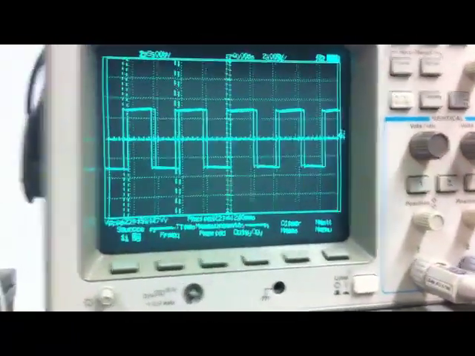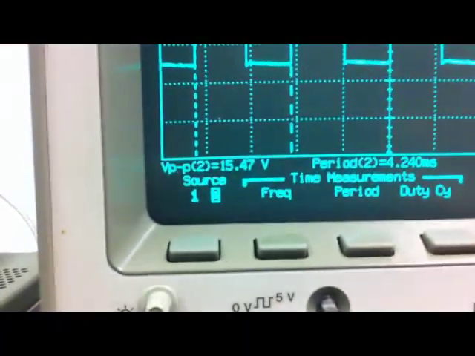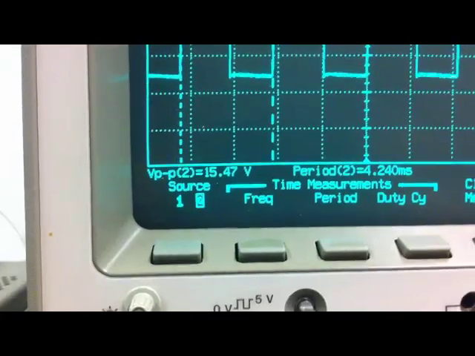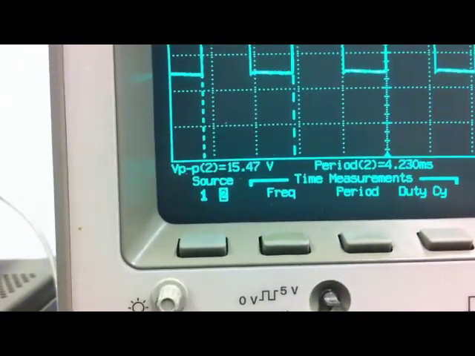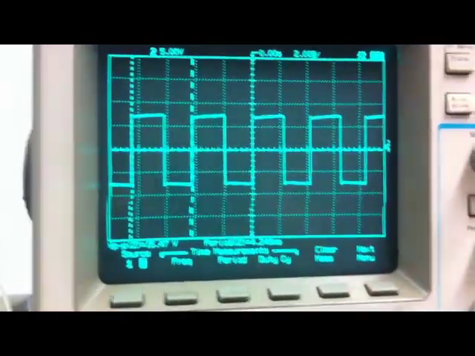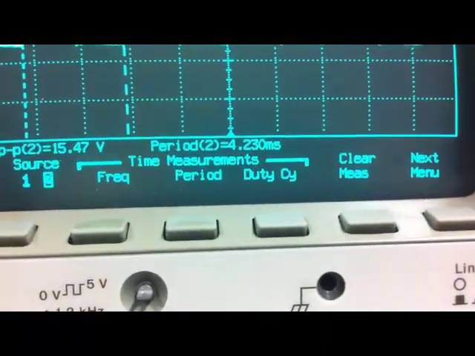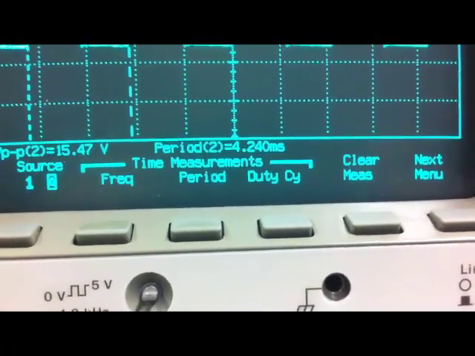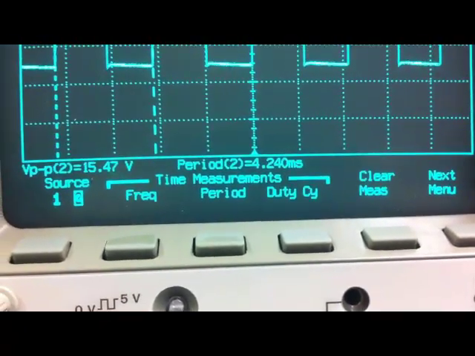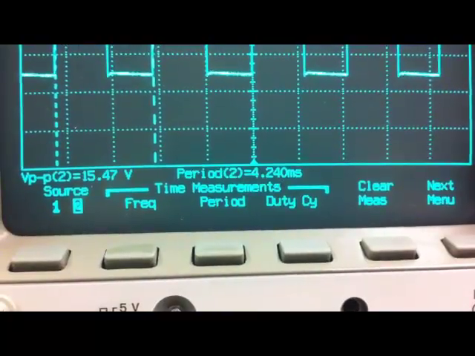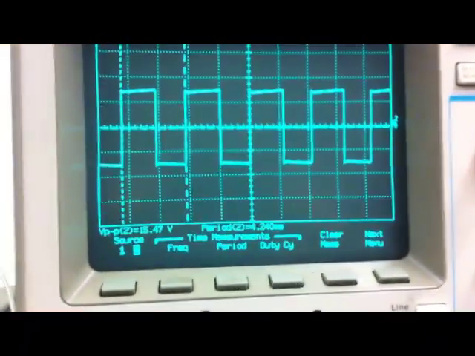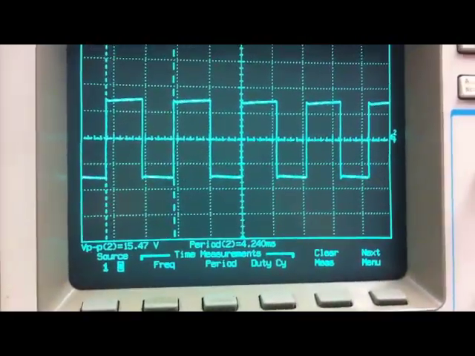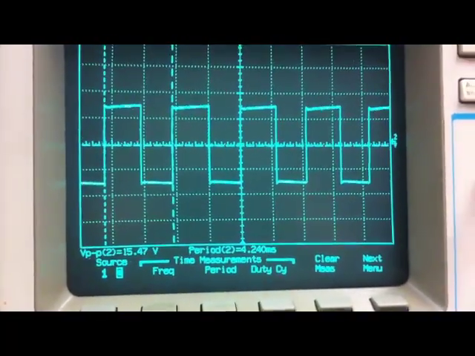But when looking at the oscilloscope, you can see that our voltage peak to peak is not quite the 18 volts that we expected, but that's completely normal because we know that the TLC277 is not a rail-to-rail op amp. So we can also see that the period we are getting is 4.24 milliseconds, which is slightly less than the calculated value of 4.39 milliseconds. But that's also expected because we know that the op amp is not a rail-to-rail op amp, so the switching happens a little bit faster than the theoretical value.